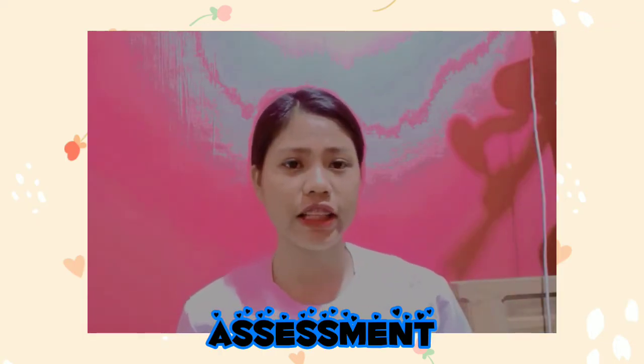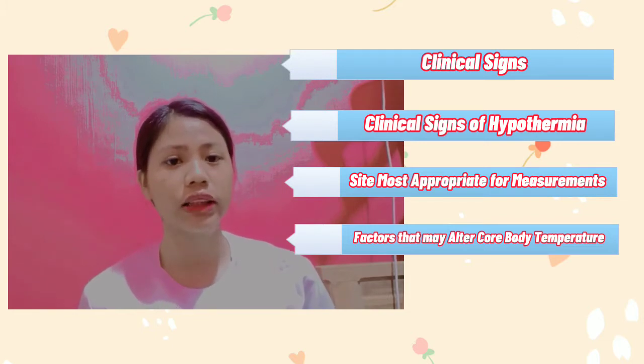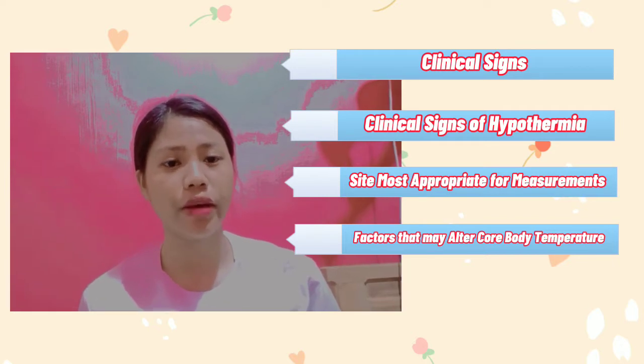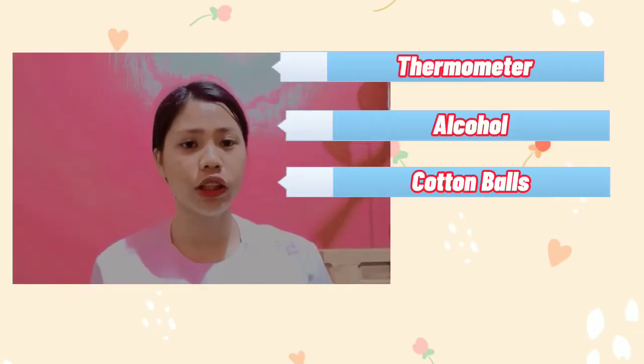And for the assessment, we need to assess the clinical sign of hypothermia, site most appropriate for measurements, factor that may alter core body temperature. In planning, the equipments are thermometer, alcohol, cotton balls.